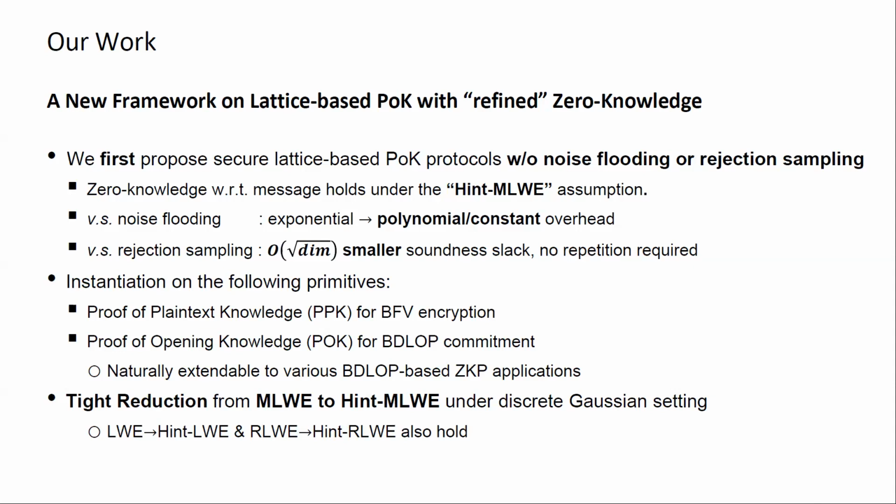We instantiated our new framework to the following primitives, which were introduced as examples in the previous slides. The first one is proof of plaintext knowledge over the BFV encryption, and the second one is proof of opening knowledge for VLP. We would like to note that this proof of opening knowledge for VLP can be naturally extended to various VLP-based ZKPs. And the last thing we would like to emphasize is that we also constructed a very tight reduction from standard MLWE to int MLWE under the discrete Gaussian.